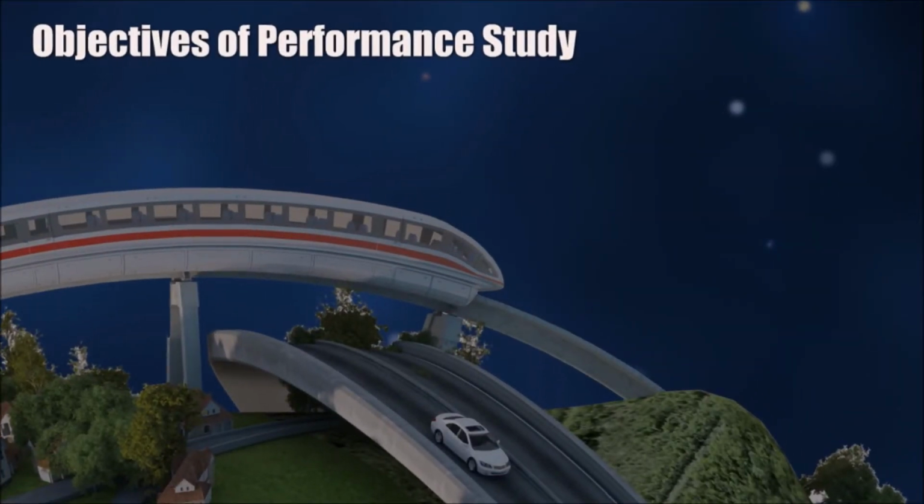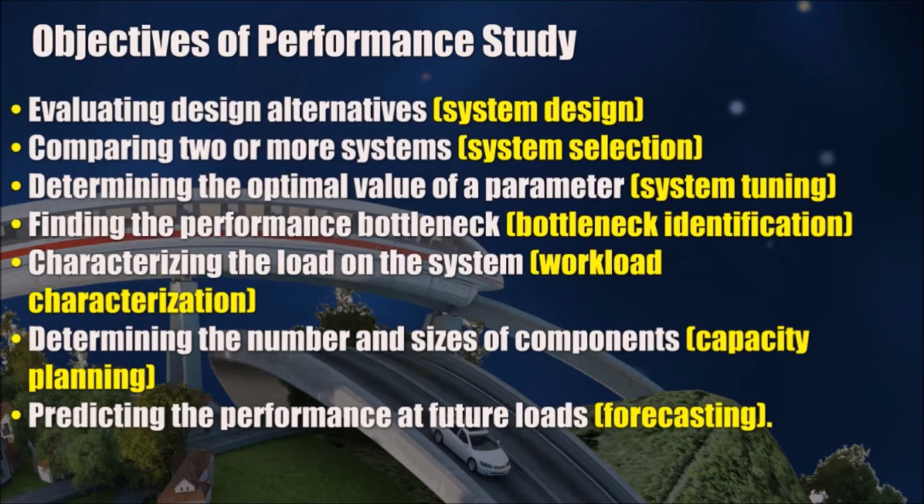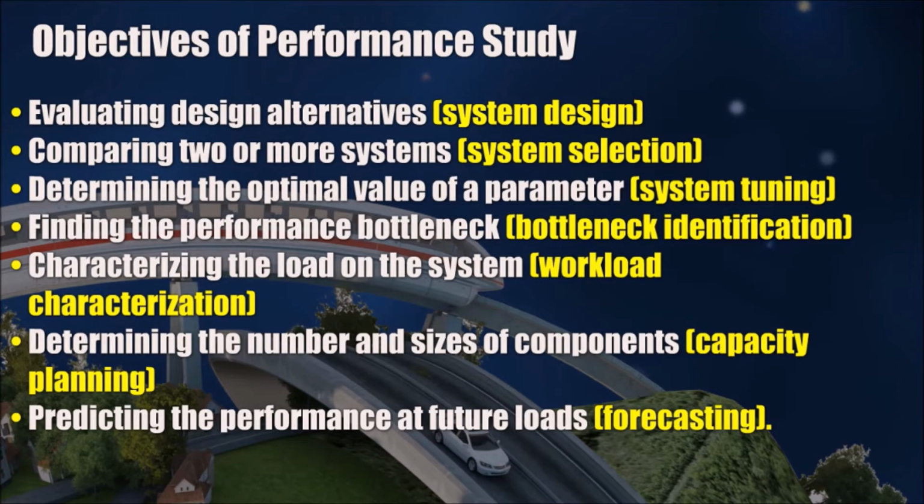Objectives of performance study. Evaluating design alternatives: system design. Comparing two or more systems: system selection. Determining the optimal value of a parameter: system tuning. Finding the performance bottleneck: bottleneck identification. Characterizing the load on the system: workload characterization. Determining the number and sizes of components: capacity planning. Predicting the performance at future loads: forecasting.